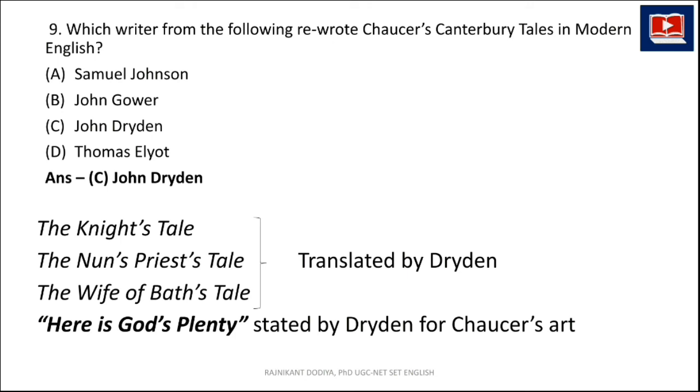And in which form was it translated? Dryden produced the Fables. Yes, the Fables, the work by Dryden, where the translation of the works of Ovid and Chaucer is described. And in his preface to the Fables, Dryden gave an appreciative criticism of Chaucer. Dryden stated that here is God's plenty. Yes, this statement is given by Dryden for Chaucer's art of characterization. Dryden translated three tales of Chaucer that we have mentioned here: Knight's Tale, Nun's Priest's Tale, and Wife of Bath's Tale, that we have to remember. So these three tales were translated by Dryden into modern English.